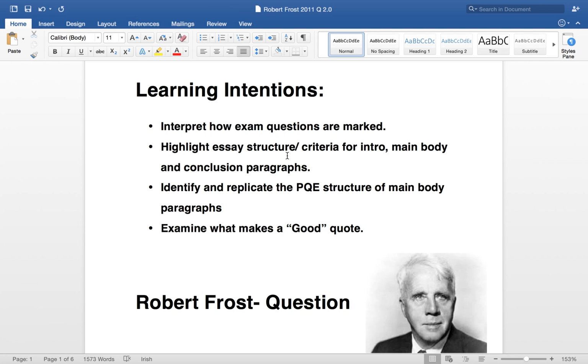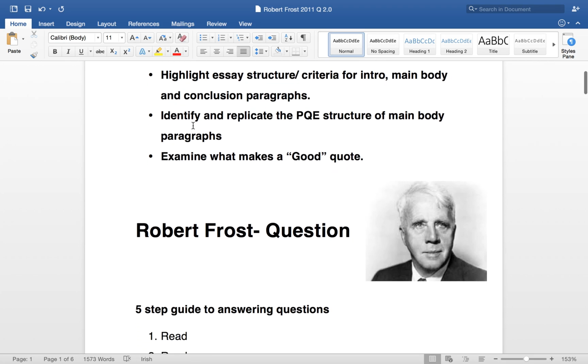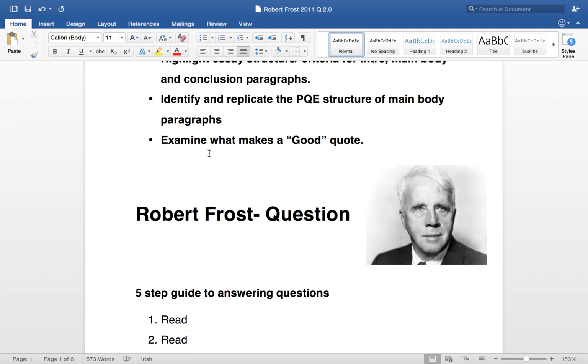Next up, we're going to highlight the essay structure, the criteria, basically intro, main body, and conclusion paragraphs. What should be within my intro, what should be within my main body paragraph, and how should I end my essay as well. Next up, we are going to identify and replicate the PQE structure of the main body paragraphs. This is our point, quote, and explain structure that we should be so used to right now. And finally, we'll have a look at what makes a good quote, and I mean a structurally good quote. Okay, how to incorporate quotes into our writing, into our essays, into our main body paragraphs.